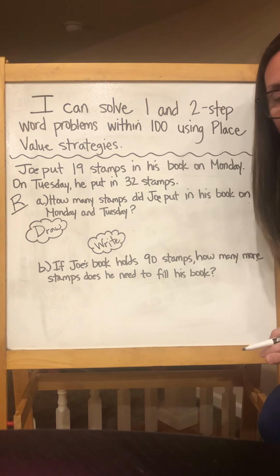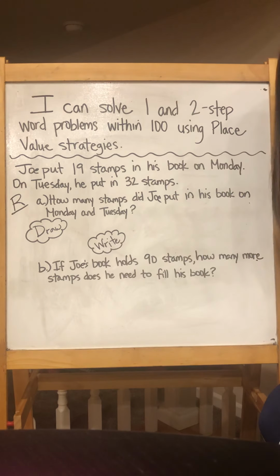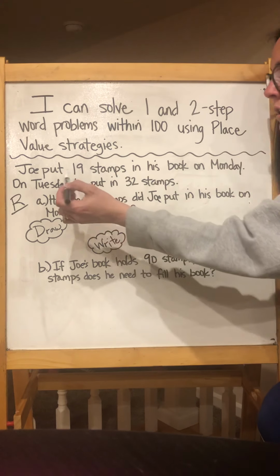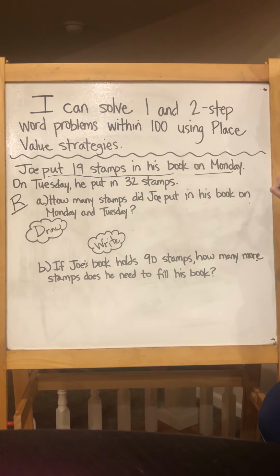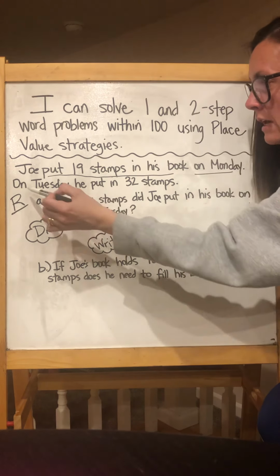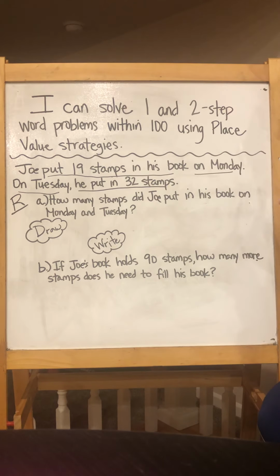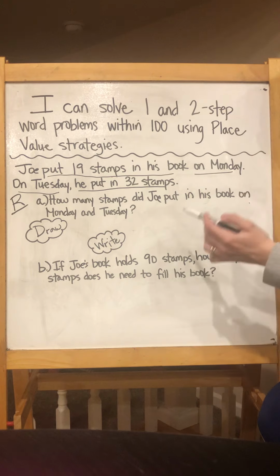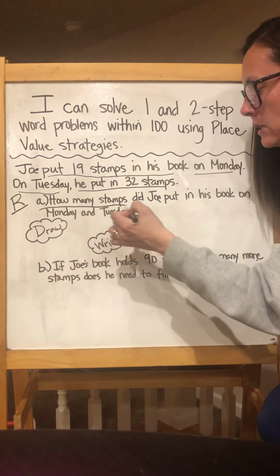So here I would ask, what's going on in this problem? I'm not even going to be thinking about part B yet. We're just going to ask what's going on in this problem, so we can brainstorm and discuss. Well, we know that Joe put 19 stamps in his book on Monday. And then on another day, on Tuesday, he put in 32 stamps. So what we're wanting to find out is how many stamps did Joe put in his book on Monday and Tuesday?